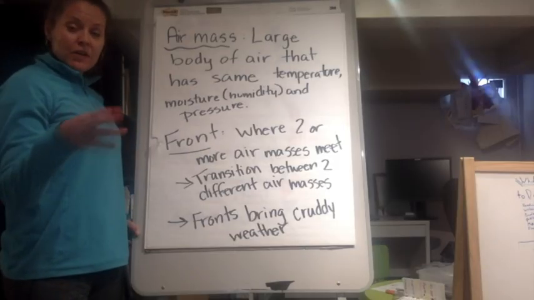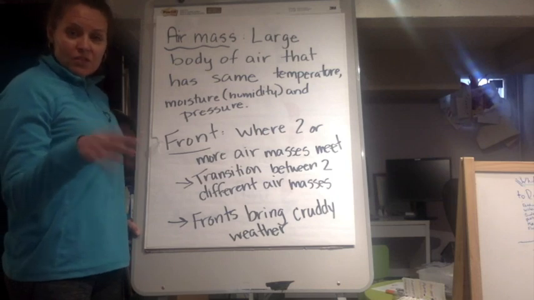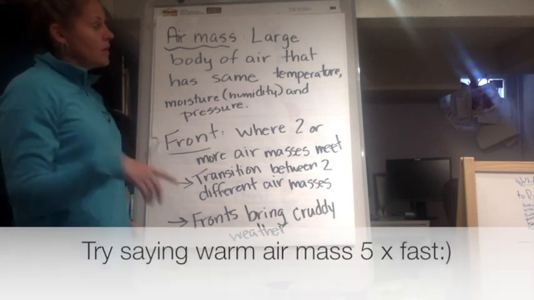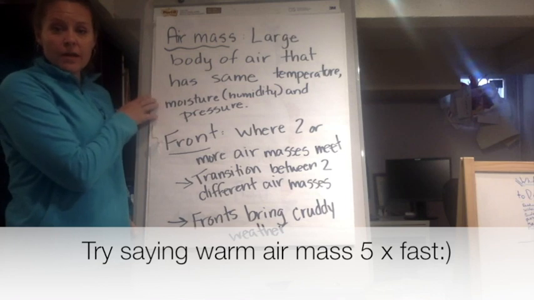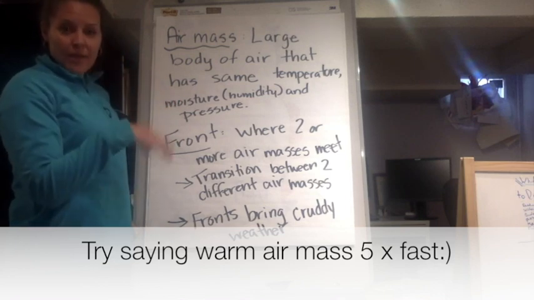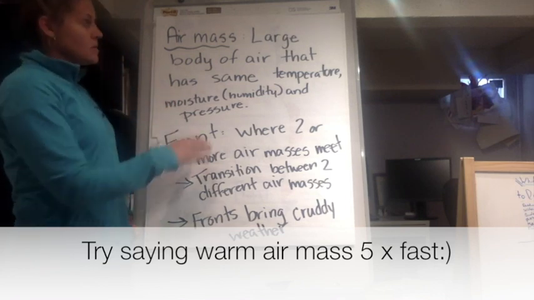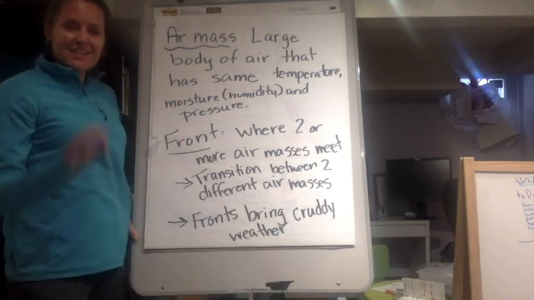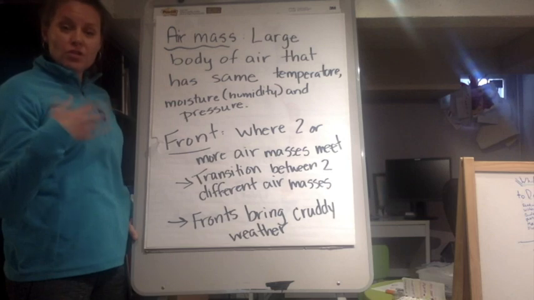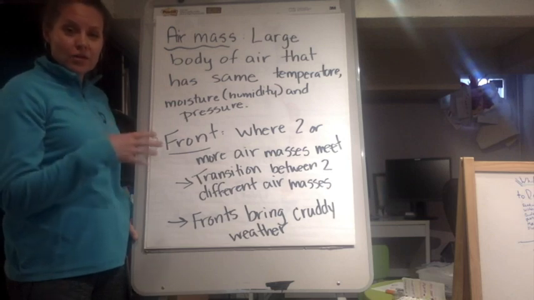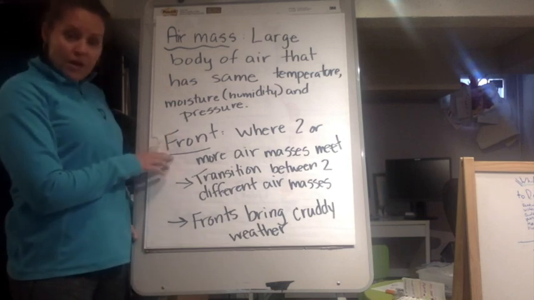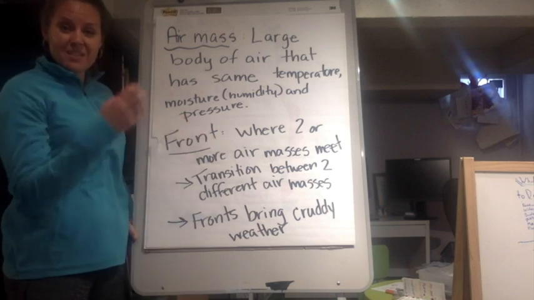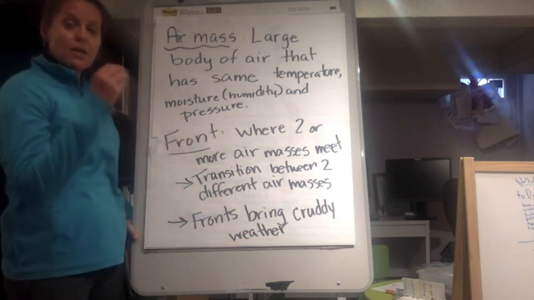Hey guys, I just want to talk very quickly about a couple of the definitions so that we understand what we're talking about here. So first of all, I'm going to be talking about warm air masses and cold air masses. And so an air mass is a large body of air that has the same temperature, same moisture or humidity, and same air pressure. And a front is then where 2 different kinds of air masses meet.